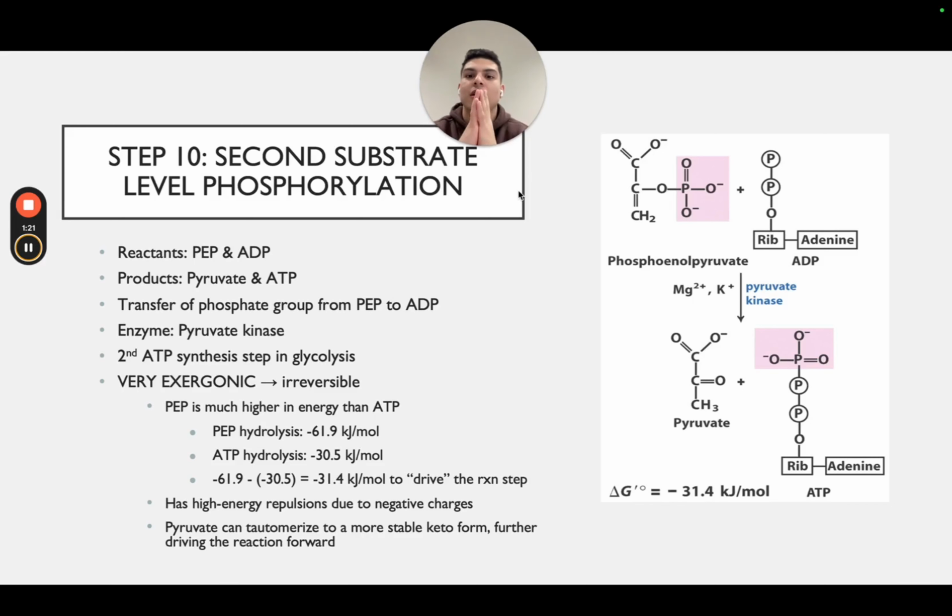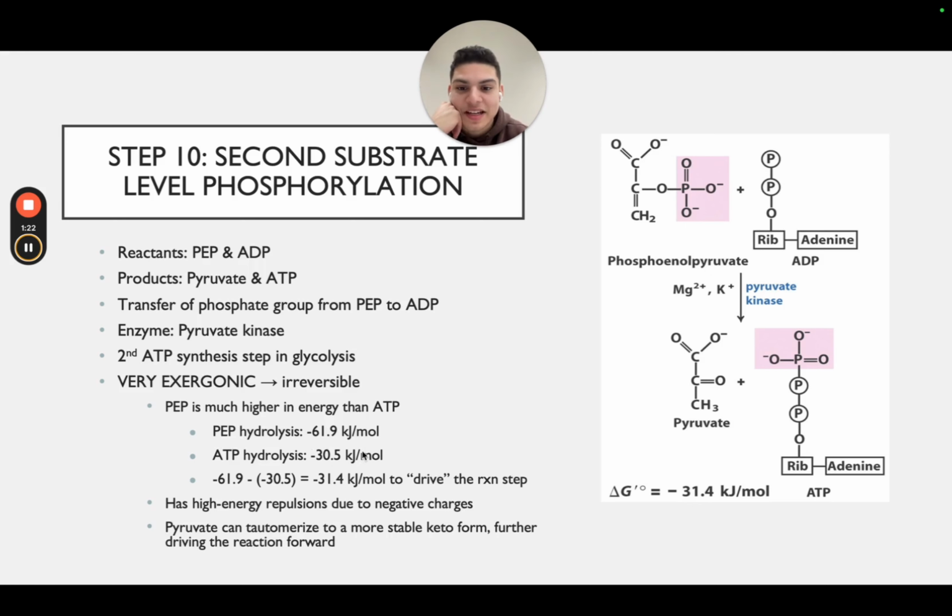So for step 10, our second substrate level phosphorylation, talking about it more in depth, we form this ATP at a substrate level phosphorylation, and this is a very exergonic step because it's essentially irreversible, where PEP is much higher in energy than ATP. So to go from phosphoenol pyruvate to ATP is super energetically favorable. So it's hard for it to go back the other direction.